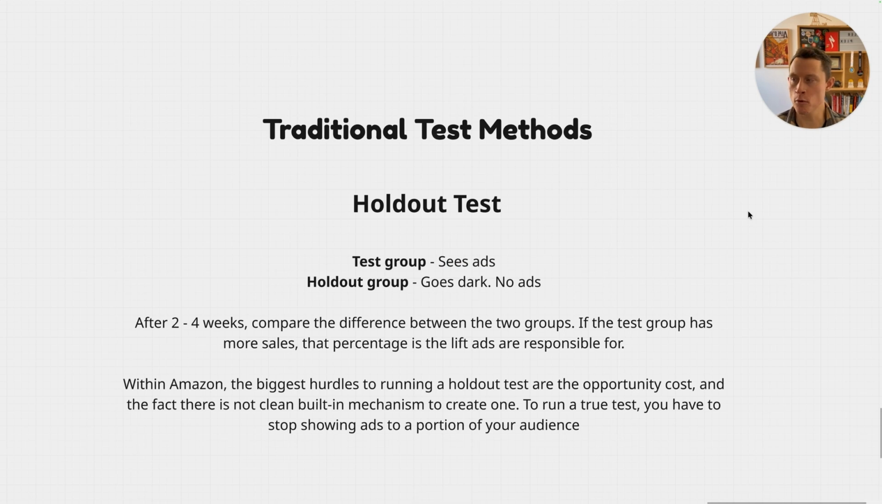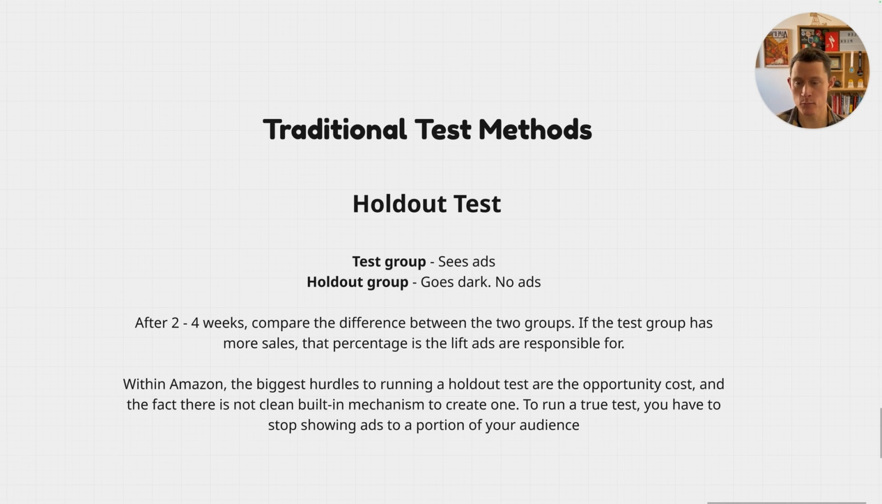So here are 2 more traditional test methods that are more widely applicable to things beyond just Amazon DSP and Amazon advertising. The first one is the gold standard. This is the classic. It's called the holdout test. Quite simply, you break your advertising into 2 pieces. One is the test group that sees the ads, and the other one is the holdout group. This group goes dark. They don't see ads. And then after usually 2 to 4 weeks, sometimes longer, depending on the velocity and quantity of your spend, you just compare the difference between these 2 groups.